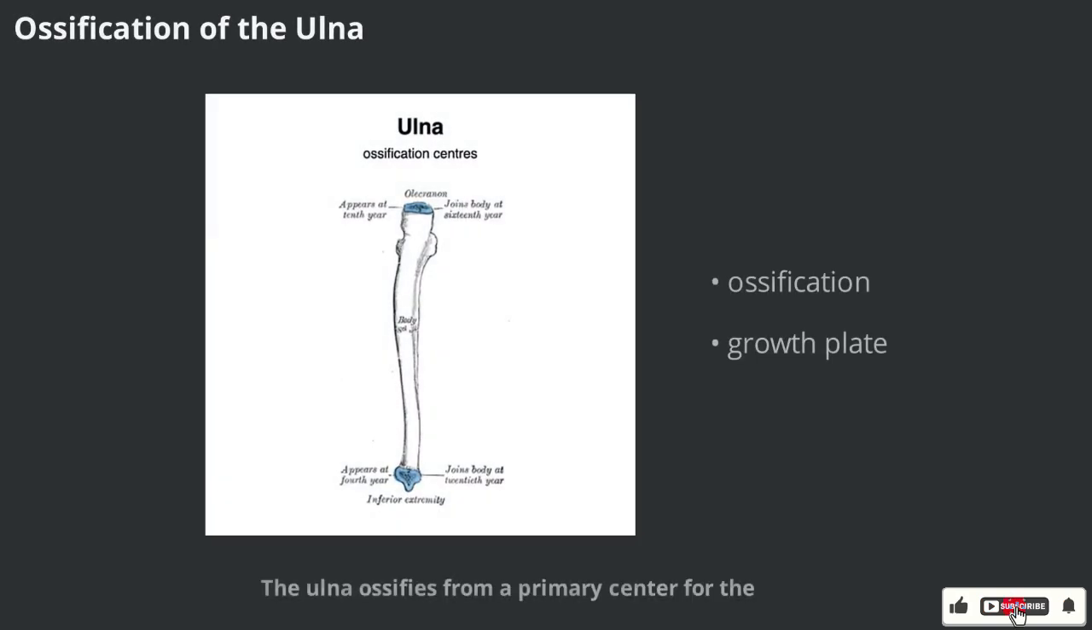Ulna ossifies from a primary center for the shaft and secondary centers for the upper and lower ends. The shaft and most of the upper end begin ossifying during the 8th week of development. The superior part of the olecranon ossifies from a secondary center appearing around the 10th year and fusing by the 16th year.